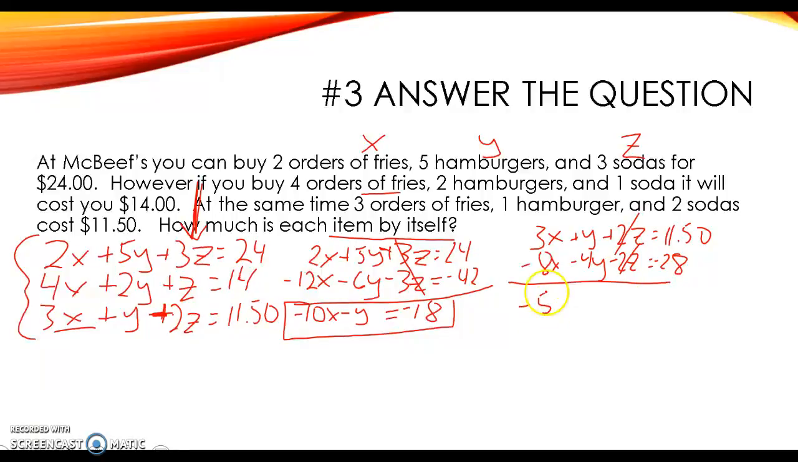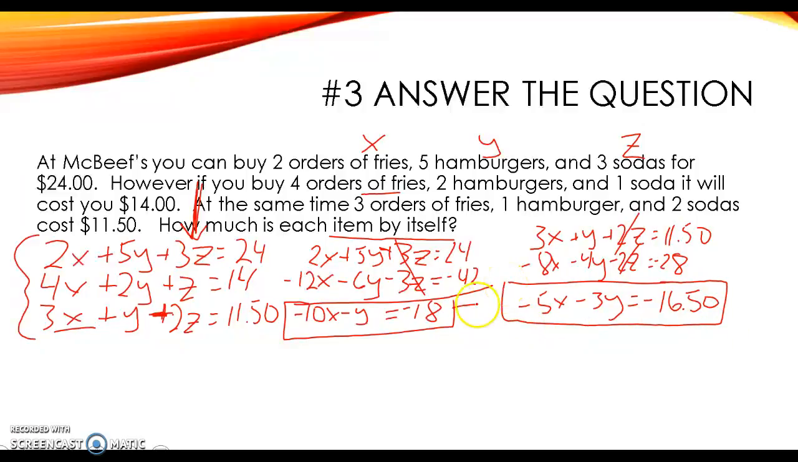I'll have a -5x minus a 3y, and 11.50 minus 28, I believe, is negative $16.50. So there's my second equation with the same two variables.